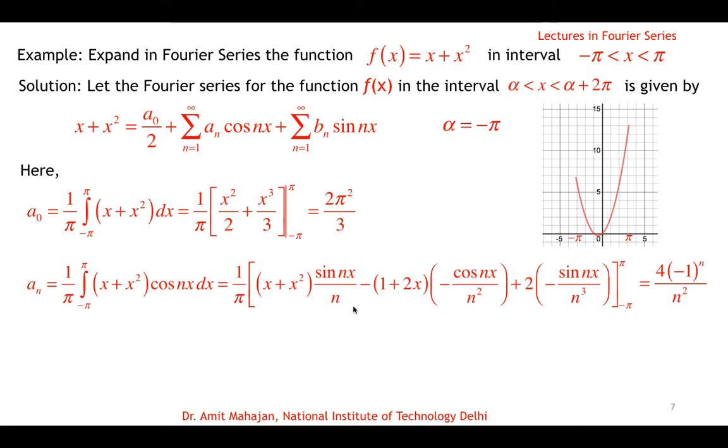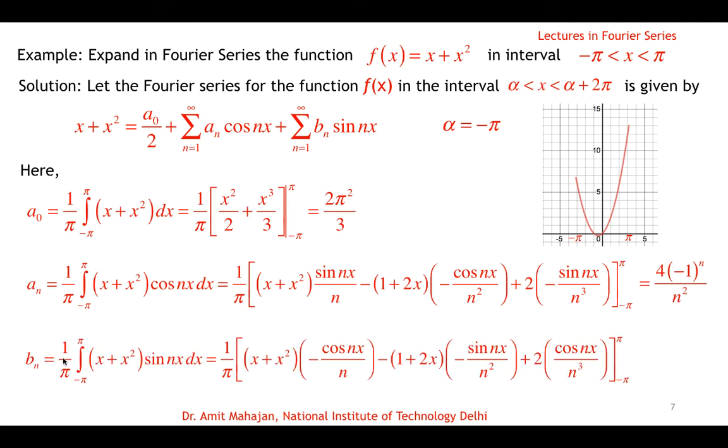Similarly, we can find b n as 1 by pi integral minus pi to pi f(x) times sin nx dx, and then again use integration by parts twice. First function x plus x square, integration of sine gives minus cos nx by n, then derivative of x plus x square, which is 1 plus 2x, with integral of minus cos nx, which is minus sin nx by n square, then the sign changes to plus, derivative of 1 plus 2x which is 2, and integral of minus sin nx by n square which is cos nx by n cube.